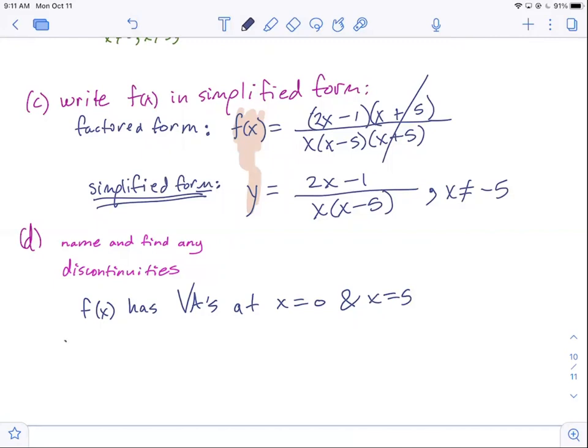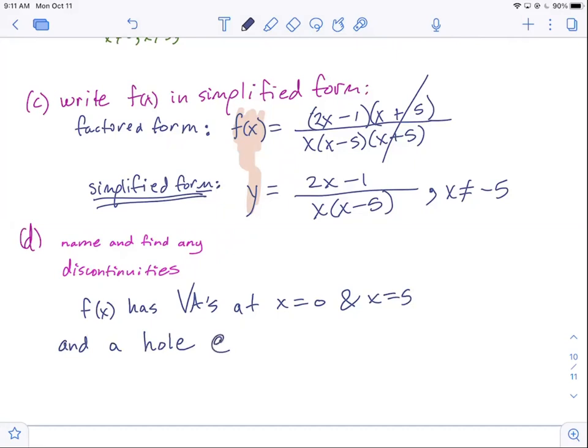Okay? And a hole, what's the proper name for a hole? Removable point discontinuity. I might actually have you write that. That sounds like a good pre-response question. What's the proper name for a VA? What's the proper name for a hole? Removable point discontinuity is a hole, and a VA is a non-removable infinite discontinuity. Perfect. That's a great pre-response question.